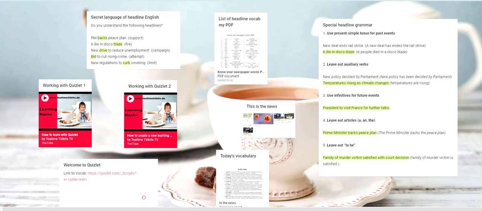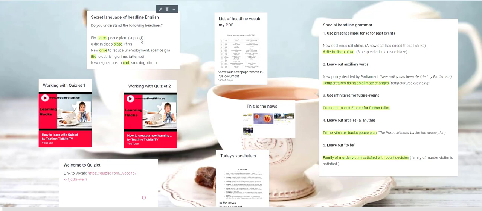Let's take a look at some of the words first of all. Here we have the secret language of headline English. Here are a few headlines, and I've highlighted some of the words that could be tricky when you want to understand this headline. Let's go through them one by one. PM backs peace plan. PM, of course, meaning the Prime Minister. Backs, the normal English word is support, so the PM, the Prime Minister, supports a peace plan.